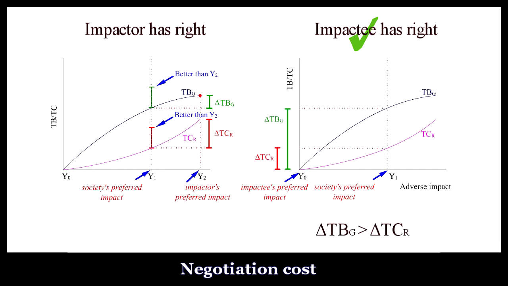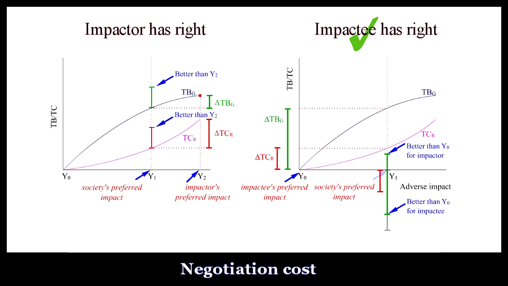Since the additional total benefit to the impactor is greater than the additional total cost to the impactee for the impact between zero impact and Y1, the impactor can afford to bribe the impactee into accepting Y1. If the compensation is less than the impactor's additional benefit, but higher than the impactee's additional cost from Y0 to Y1, both parties will be better off at Y1. Thus, regardless of the assignment of rights, both parties will be better off at Y1 than at Y2 or Y0.